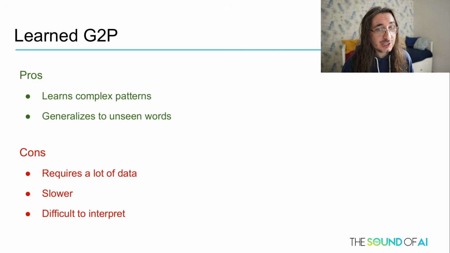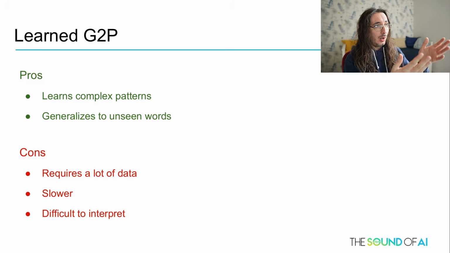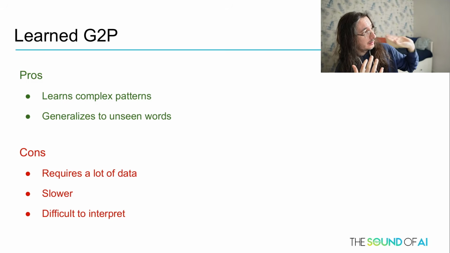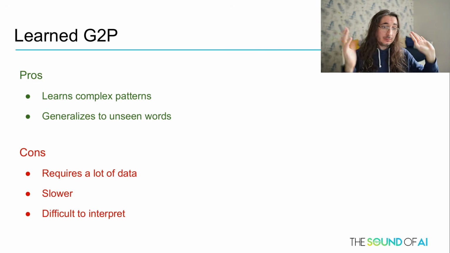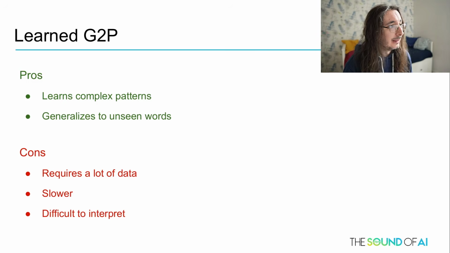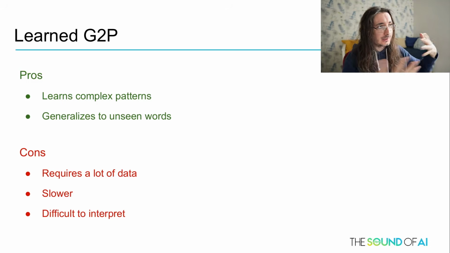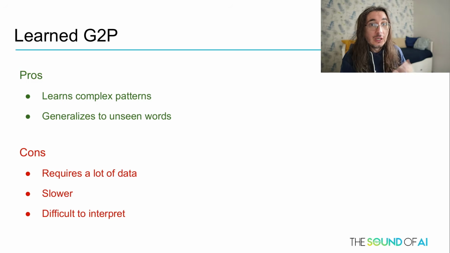But of course, there are some limitations and some cons as well. These models, as usual in deep learning, require a lot of data, and paired data. You need the graphemes and the relative phonemes. It's slower, it takes more time, obviously, than a simple lookup. And it can be difficult to interpret. The reason is that it learns the rules internally, so these rules are not explicit, in a sense. And for certain applications, this could actually be a limitation.